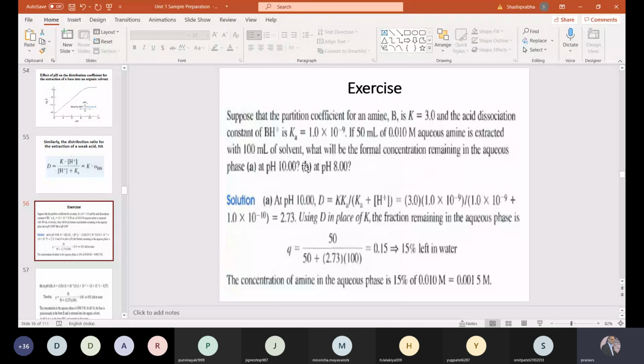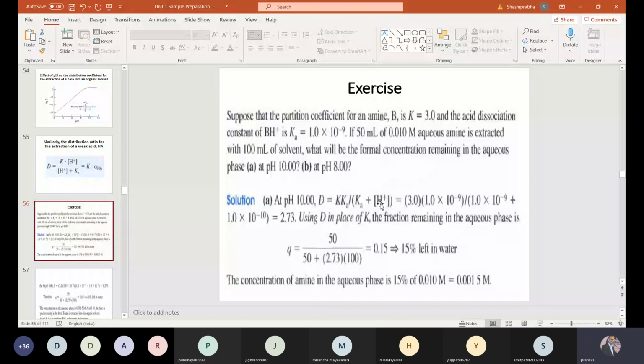So of course it will be less protonated at pH 10, but it will be more protonated at pH 8. If it is more protonated at pH 8, naturally the distribution would be less, and therefore the extraction would be less.